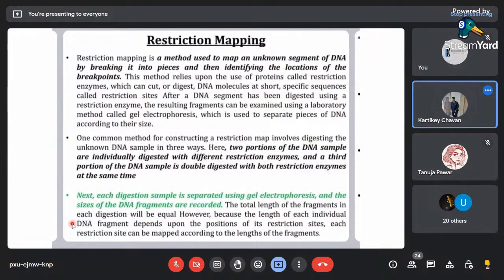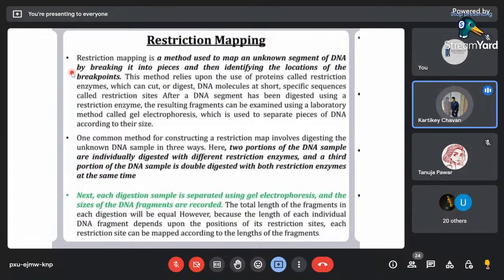Next slide. So as I explained the basics, I would like to move into restriction mapping. So what is restriction mapping? It is a method used to map an unknown segment of a DNA by breaking it into pieces and then identifying the location of the breakpoints. In simple terms, it is a method to map or to locate an unknown segment of a DNA.